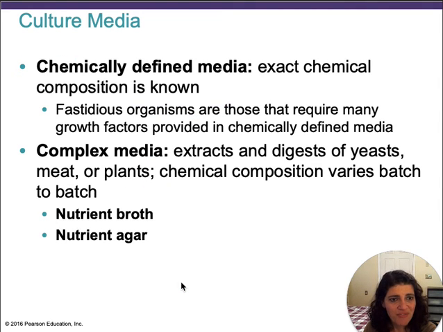A chemically defined medium has a specific composition, and a complex medium has extracts and digests from yeasts, meat, plant. You don't have a specific formula for that. And the complex medium can vary in amount of components because one day you got a batch of plant that is different from the one you got another day. So it's not going to be always exactly identical. Okay? The complex media are the ones we usually use for general growth of bacteria.